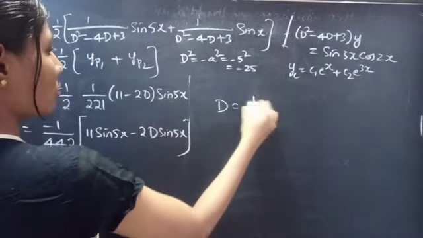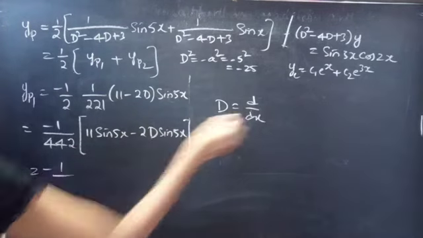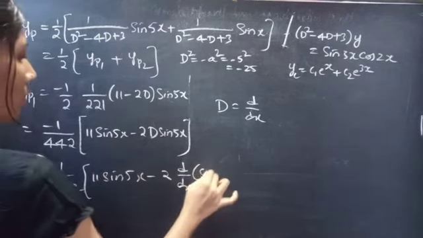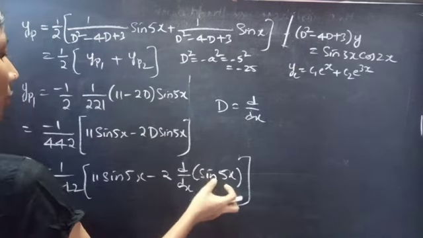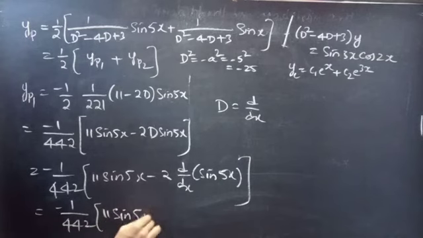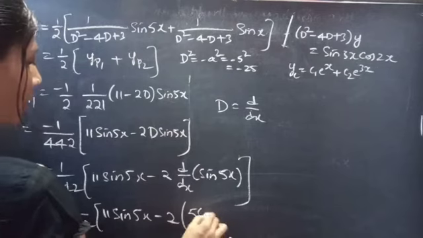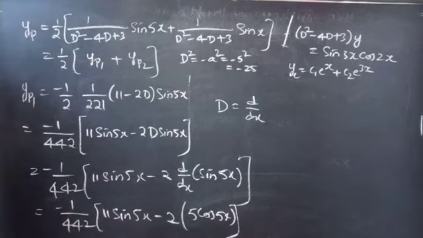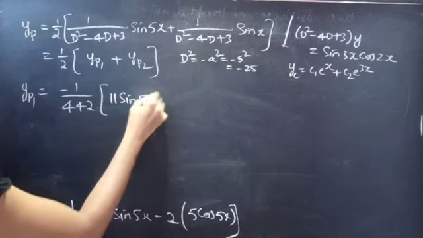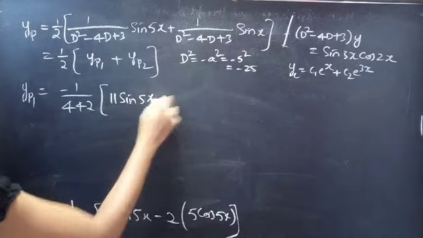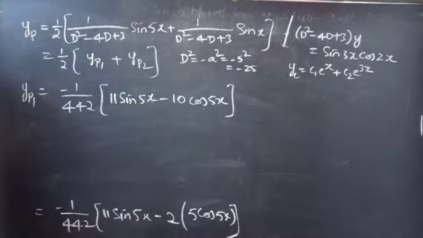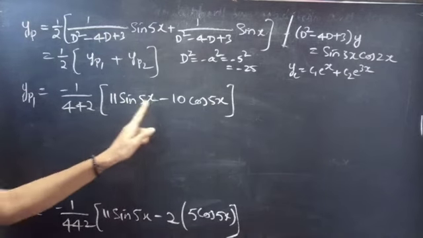We know that the differential operator d equals d by dx, right? Now we can replace this d by d by dx. We get minus 2 into d by dx of sine 5x, which means that we need to find the derivative of sine 5x with respect to x, equal to minus 1 by 442 into 11 sine 5x minus 2 into the derivative of sine 5x, which is 5 cos 5x. Then yp1 becomes minus 1 by 442 into 11 sine 5x minus 2 fives are 10 cos 5x. See here we got minus 1 by 442 into 11 sine 5x minus 10 cos 5x, right?